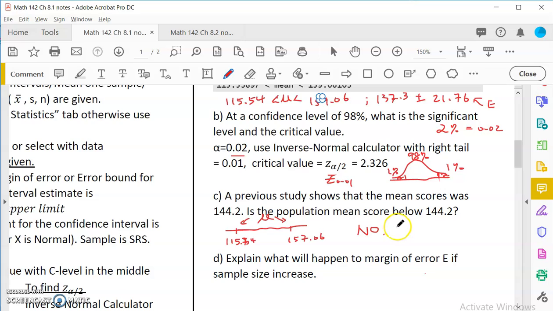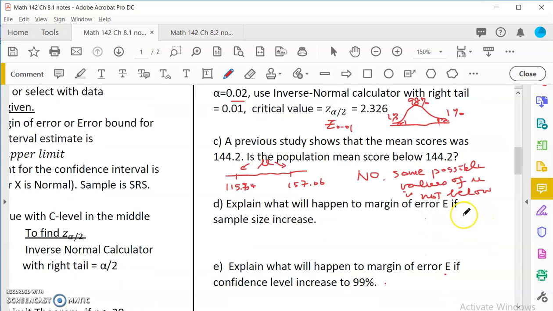So you would say that some possible values of mu are not below 144.2. And the explanation would be: no, it cannot be concluded because 144.2 is actually in the interval.